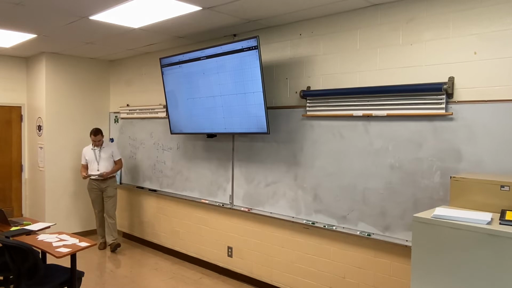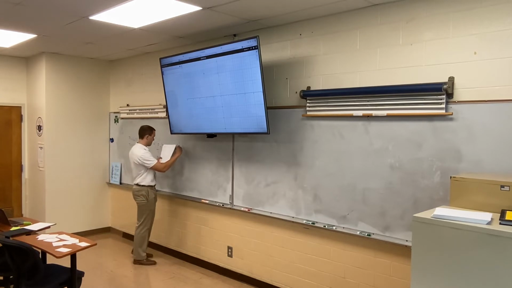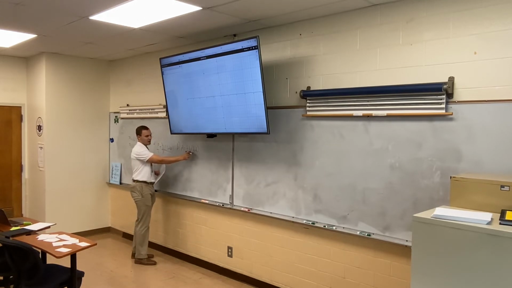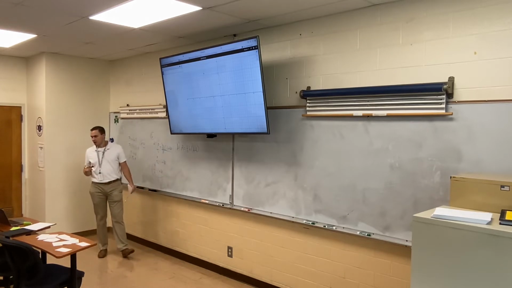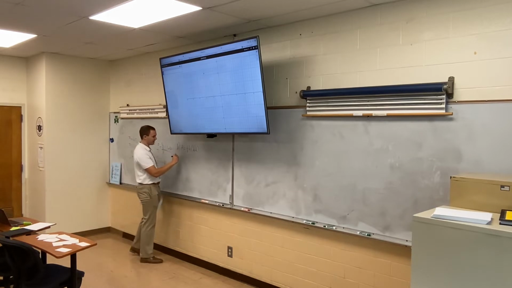Part B, A equals 1/2 H times B1 plus B2. I'm going to solve for B sub 1, right? What do I want to do first? Yeah, we hate fractions, right? We can get rid of it by multiplying by 2 on both sides. So we'll get 2A equals H times B1 plus B2.